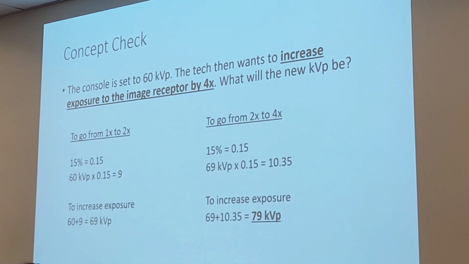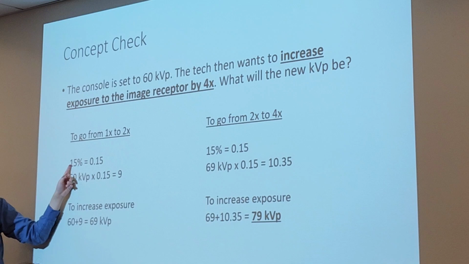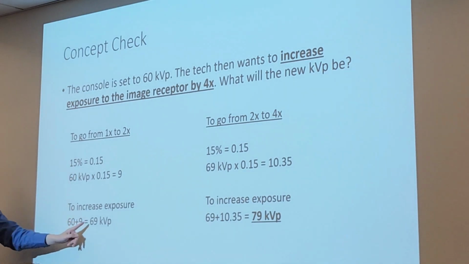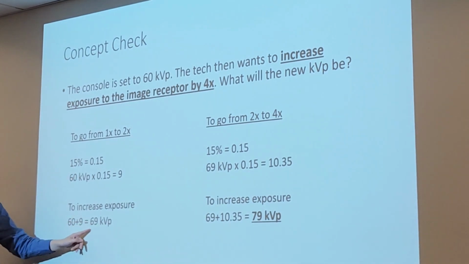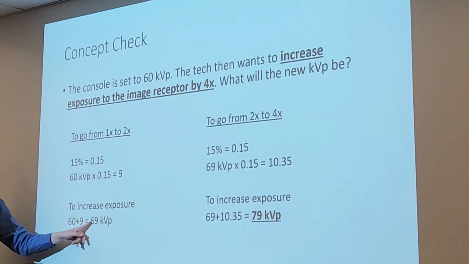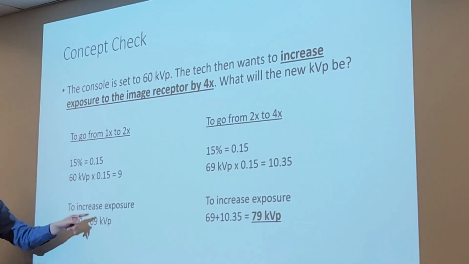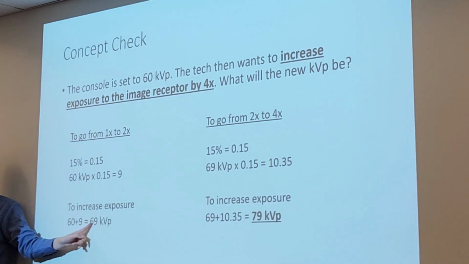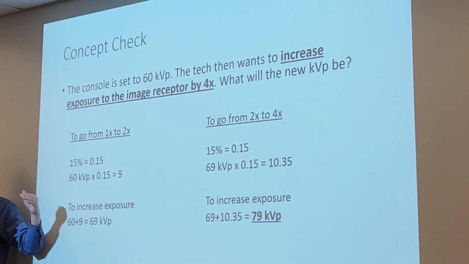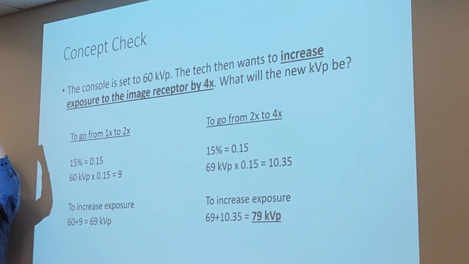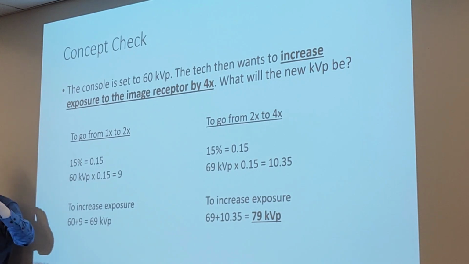If we go up by 15% one time, we get 69 KVP. At 69 KVP, what happened to our exposure at the IR? It increased by how much? 2x. By double. So we went from 60 to 69, we went up one step. That means our exposure went up that one step as well, from the original up to double.